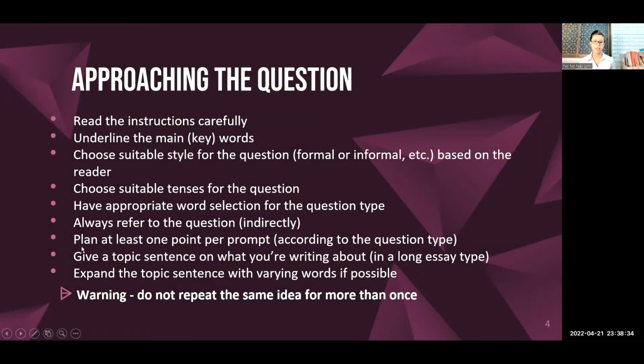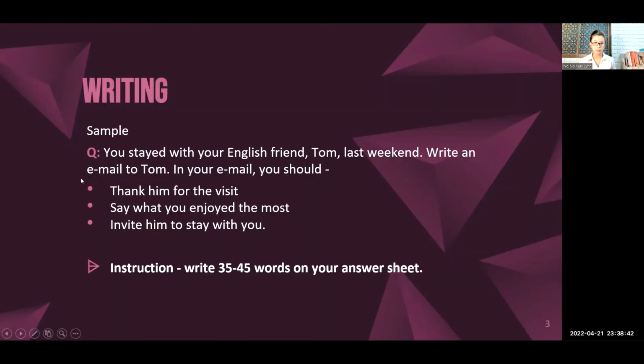And another thing is to plan at least one point per prompt, according to the question type. Here, this type gives us three main prompts that we have to rewrite in our own words. The first fact is to thank him for the visit. The second prompt is to say what you enjoyed the most. And the last prompt is to invite him to stay with you. For each and every prompt, you have to plan at least one idea.